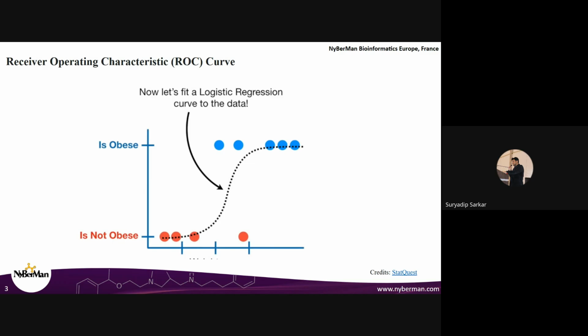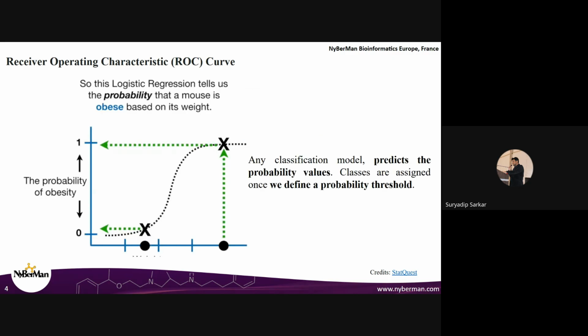The first thing we are going to learn about is the receiver operating characteristic curve, or the ROC curve. For that, obviously, we have to take a classification setting. Suppose this is the classification setting that we have, is obese versus is not obese, and we fit a logistic regression curve to the data. Logistic regression is used for classification, so we can fit a logistic curve to the data. This logistic regression tells us the probability that a mouse is obese based on its weight.